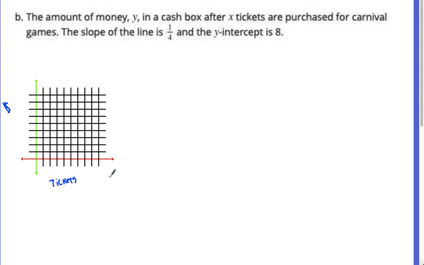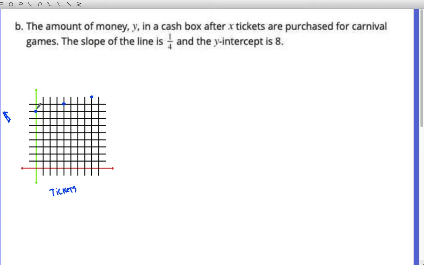Okay. So the slope of the line is 1/4 and the y-intercept is 8. So the y-intercept is 8. That's 1, 2, 3, 4, 5, 6, 7, 8. And then the slope is up 1 over 1, 2, 3, 4. And that gets us off the graph pretty quick, but up 1 over 1, 2, 3, 4. So right there would be the line that represents ticket sales for this carnival.